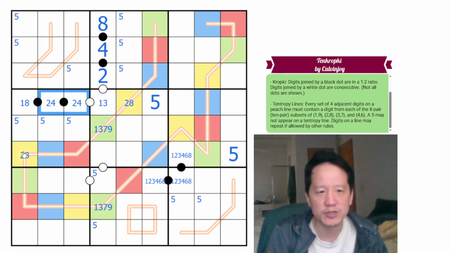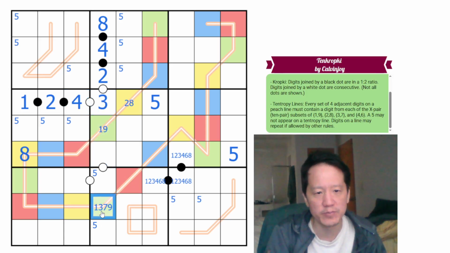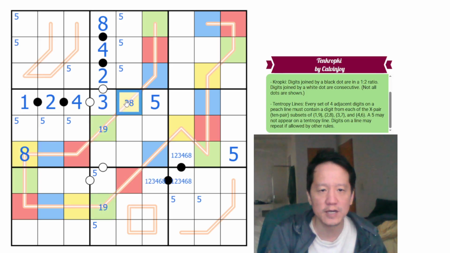Well, this can't be 2 because of the 2, 4 pair in this box already, so this must be an 8, which makes this a 1. Therefore, that makes this 3. This has to be 1 to 2 to 4 to 3. This cannot be 3 or 7 pair. This has to be a 1, 9 pair here. So this is 8. This can't be 2, so this must be 8 also.